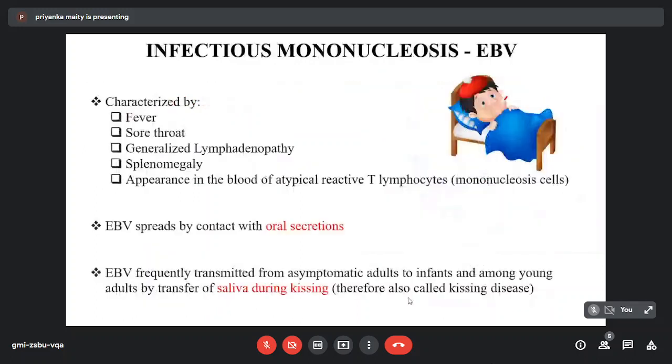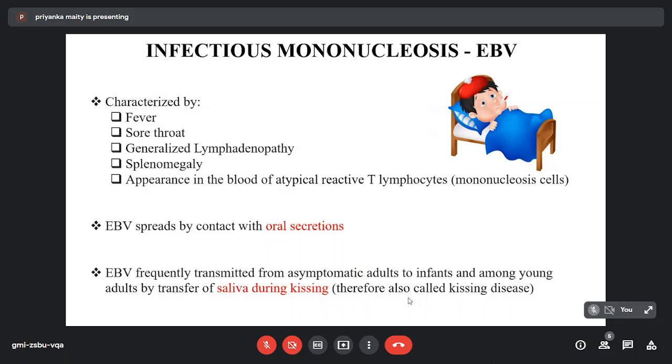Today, I'll talk mostly about infectious mononucleosis, or IM, caused by Epstein-Barr virus. IM caused by EBV is characterized by fever, sore throat, generalized lymphadenopathy, splenomegaly, and appearance in the blood of atypical reactive T lymphocytes, also known as mononucleosis cells. EBV spreads by contact with oral secretions. EBV is frequently transmitted from asymptomatic adults to infants and among young adults by transfer of saliva during kissing, therefore also called kissing disease.